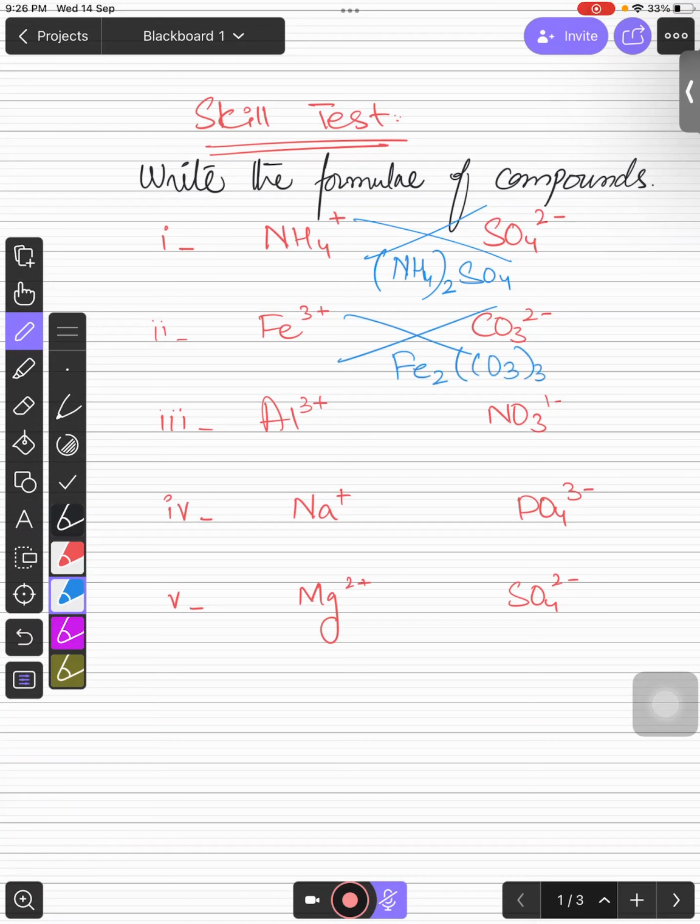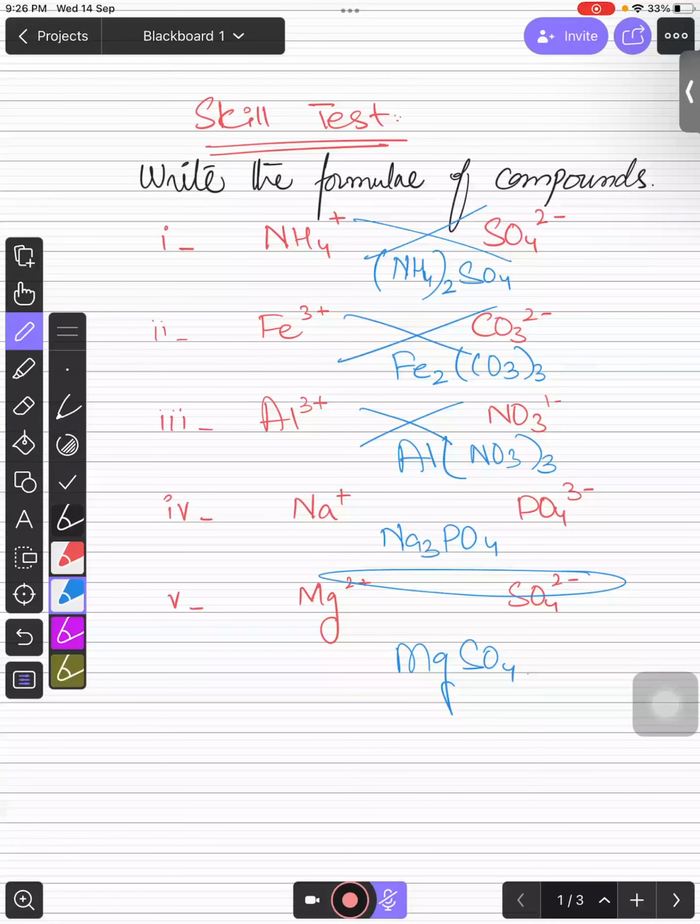So it is Fe2(CO3)3, right? And this is also cross multiplication of the numbers. We don't need to write 1 over here. It is NO3, right? And this is PO4, and when the numbers are the same, we don't need to write the numbers down. It is MgSO4, simple. Is that right, bachcho? Any problem? No, sir. Yes, every one of you.